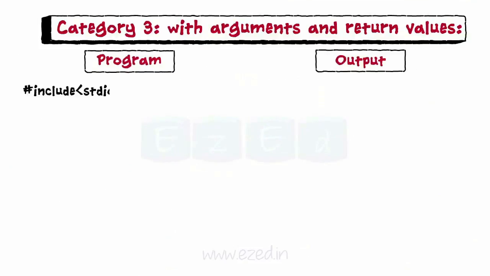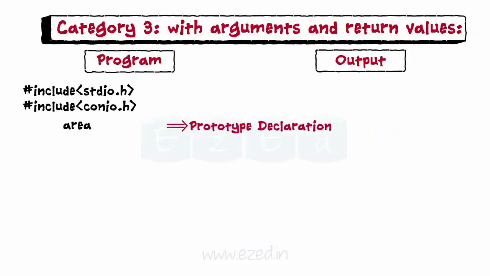We start by declaring the names of the header files. Then we declare the prototype of the function. As the function returns the area of the circle, which is of type float, the return type is also float, and as it receives radius as an argument, we add it in the argument list.